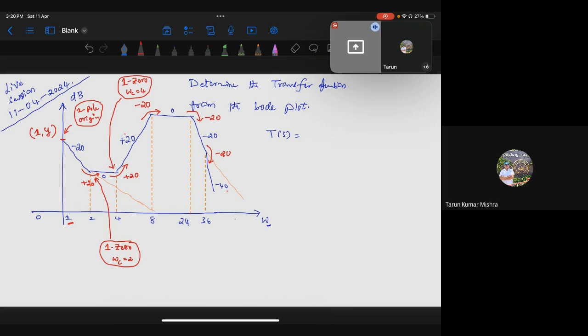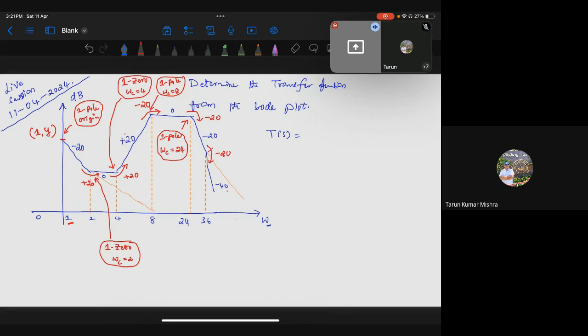Similarly, what about this one? A pole, because you are adding minus 20. So one pole at omega c equal to 8. Am I correct? Okay, what about this one? Again, you are adding minus 20, so one pole at omega c equal to 24. Will you agree?